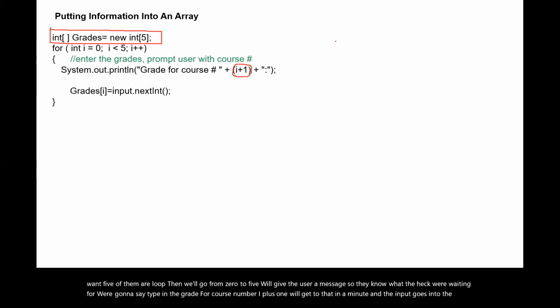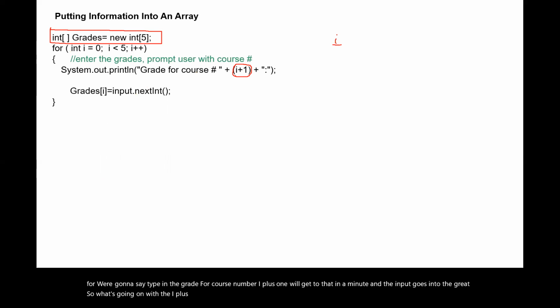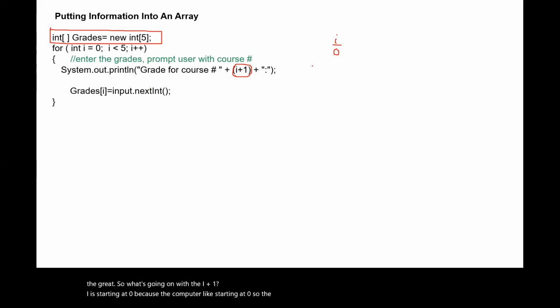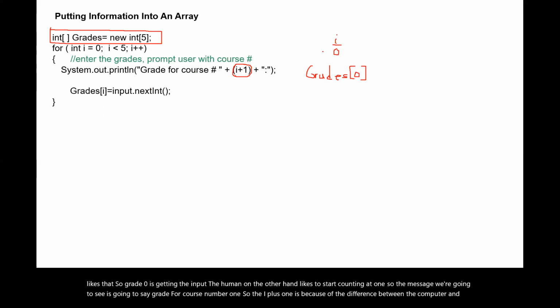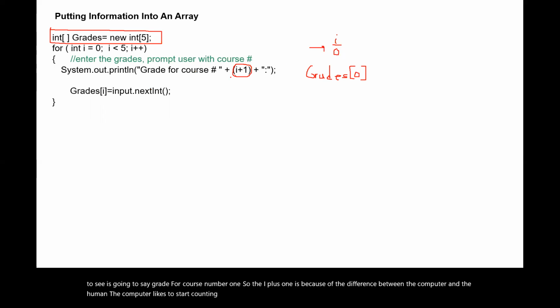So what's going on with the I+1? I is starting at 0 because the computer likes starting at 0. So the first grade is going to go into grade 0. The computer very much likes that. So grade 0 is getting the input. The human, on the other hand, likes to start counting at 1. So the message we're going to see is going to say grade for course number 1. So the I+1 is because of the difference between the computer and the human. The computer likes to start counting at 0. The human likes to start counting at 1.